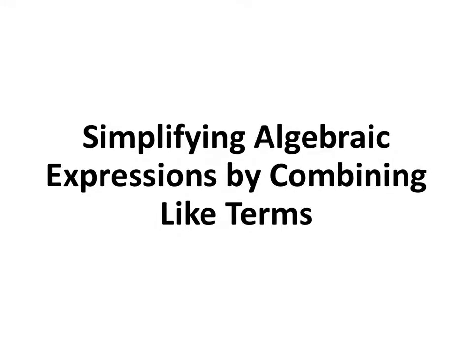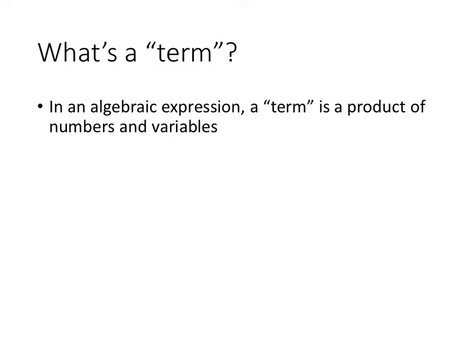In this video, we'll talk about how to simplify an algebraic expression by combining like terms. So let's make sure we understand the words that we're using here. So what is a term? In an algebraic expression, a term is a product of numbers and variables. So there's lots of different examples I could give.